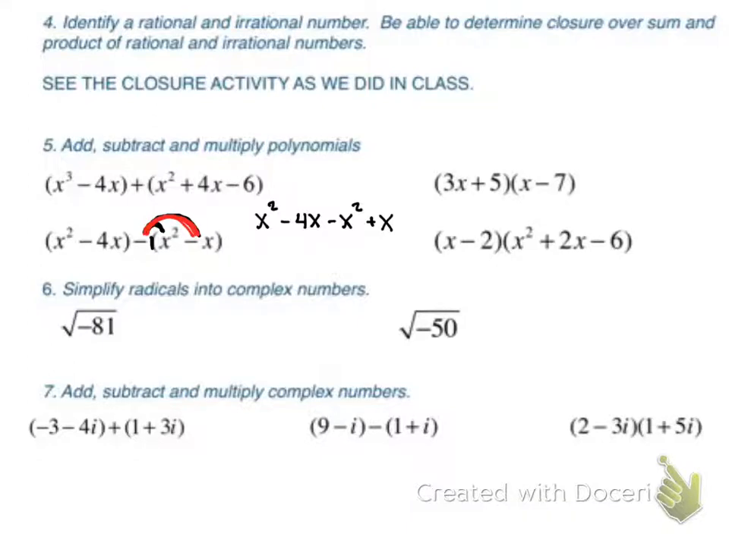Okay, now I go to combining my like terms. I see x squared and negative x squared. Those two cancel each other out. And then I have negative 4x plus x. That's a negative 3x. No other terms, so that is our final answer.